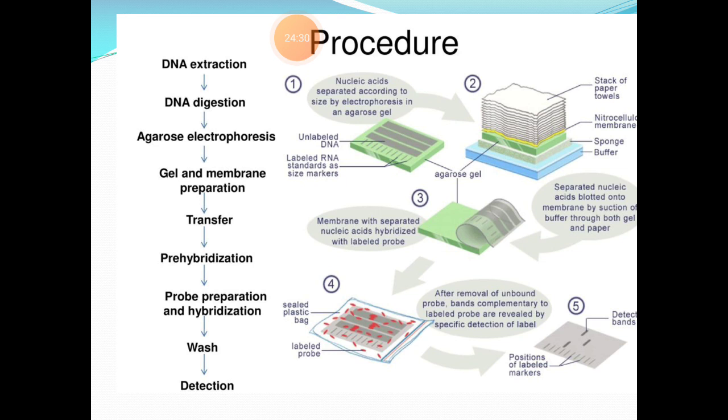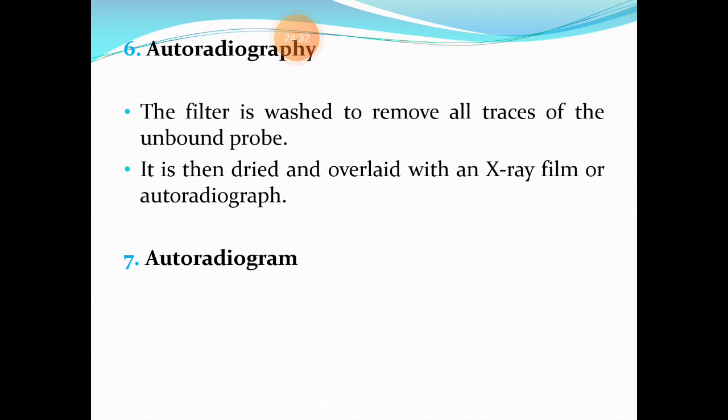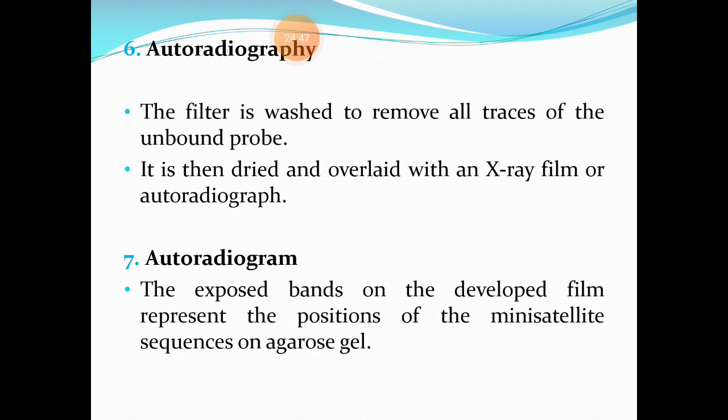Okay, so after that, the next step is autoradiography. The filter is washed and all unbound probes are removed, then dried and overlaid with an X-ray film for autoradiography. Then you will get the autoradiogram, where the exposed bands on the developed film represent the positions of the minisatellite sequences on the agarose gel. Okay.